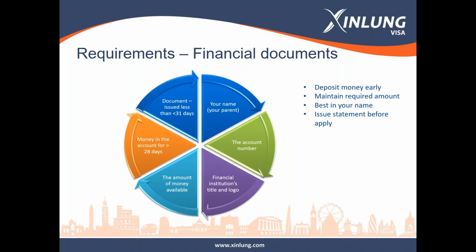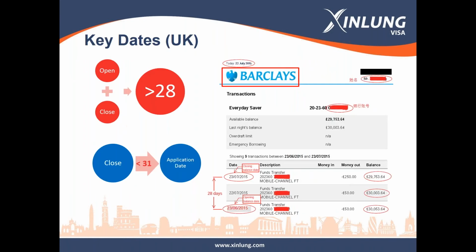Okay, so the key thing for having the correct financial document to prove our money is to put money into the bank account as early as possible. Make sure it covers 28 days, and make sure during the 28 days we maintain the required amount in the bank account. It is best for our interest to deposit the money into our own bank account. And also we go to the bank and get a recent bank statement before the application.